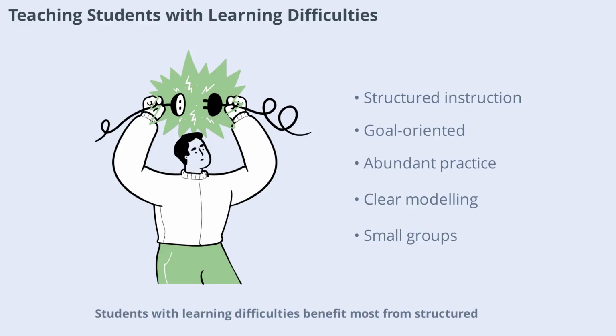Students with learning difficulties benefit most from structured, goal-oriented instruction with abundant opportunities for practice and application. Direct teaching methods combined with strategy instruction have been shown to be the most effective. Teachers should break tasks into manageable steps, provide clear modeling, and use small interactive groups to support learning. Differentiation and accommodations are essential to meet the diverse needs of these students.